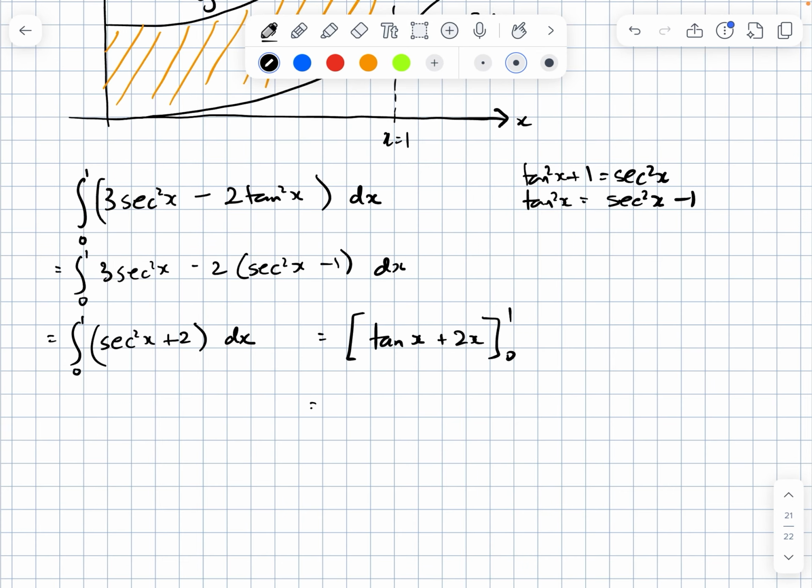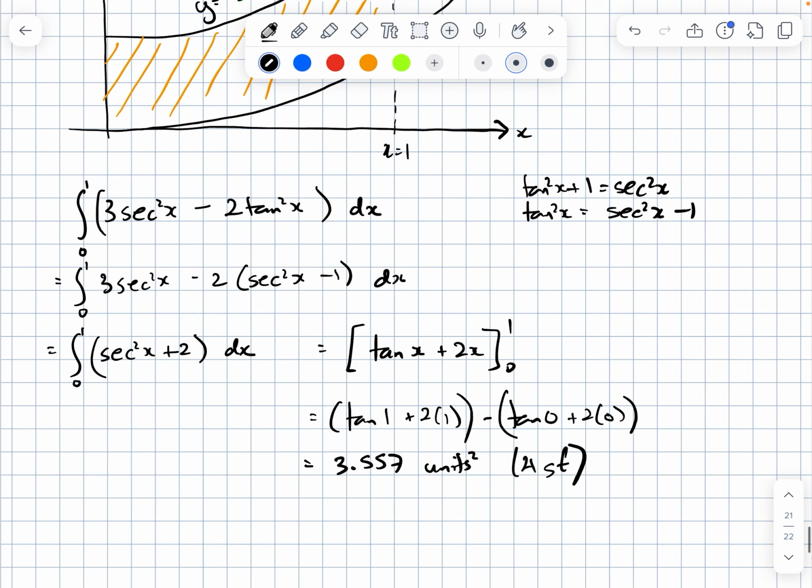Substituting in our limits, we get tan of 1 plus 2 times 1 minus tan of 0 plus 2 times 0, which gives us a total area of 3.557 units squared to 4 significant figures.